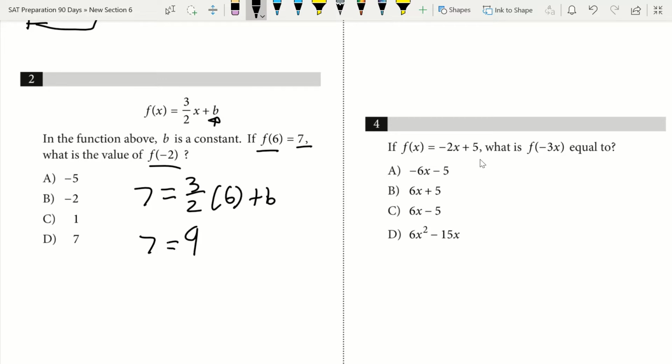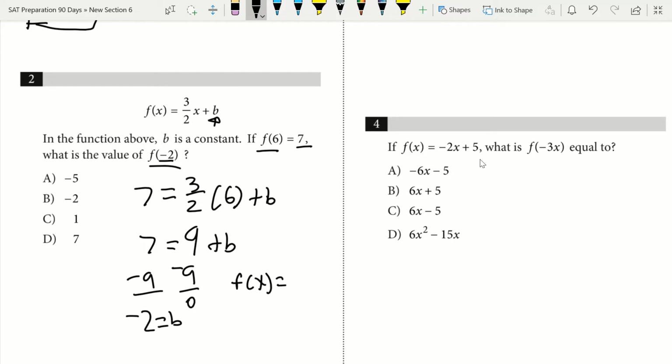So now we have 7 equals 9 plus b. We're going to subtract 9 from each side. We see that we are left with 7 minus 9, which is -2, which means that b is going to be -2. So now that we know that, we plug in our -2 for x, and we solve for what f of x is.